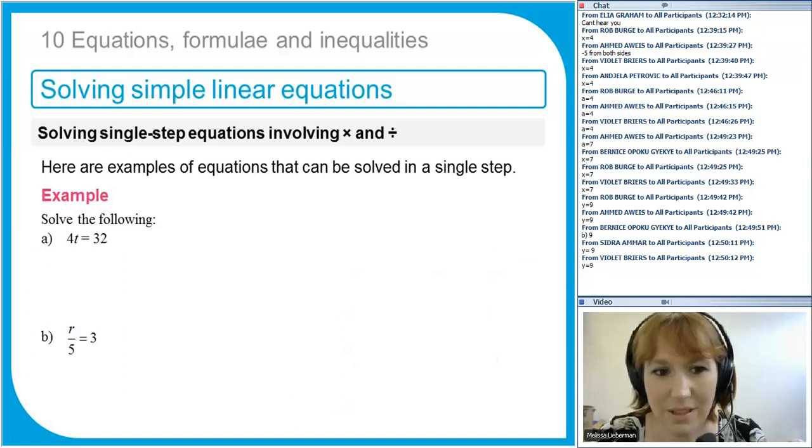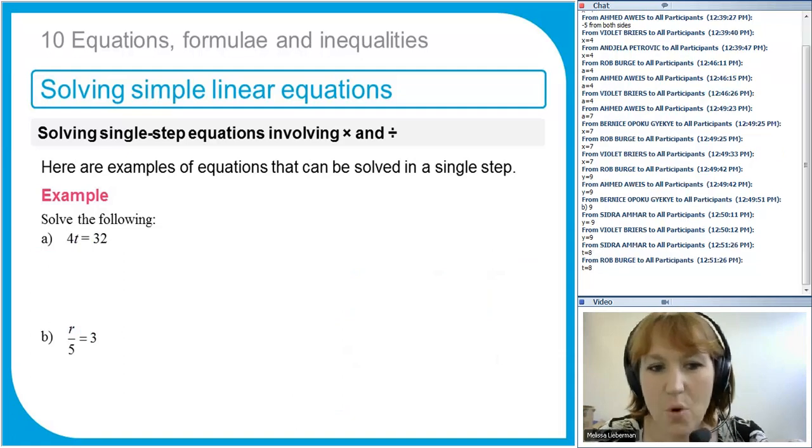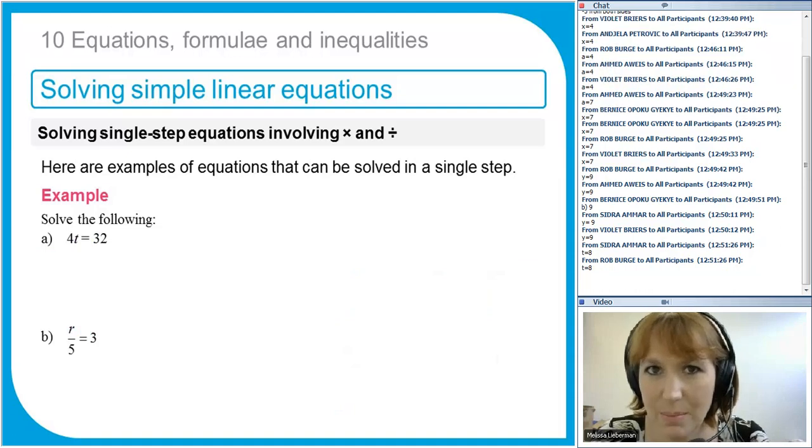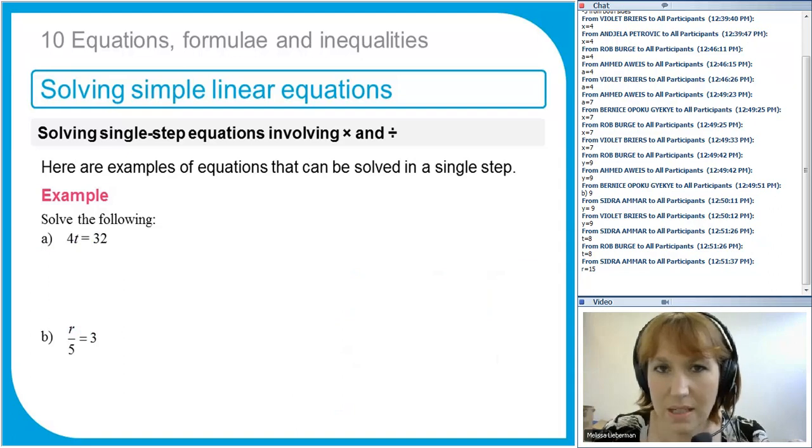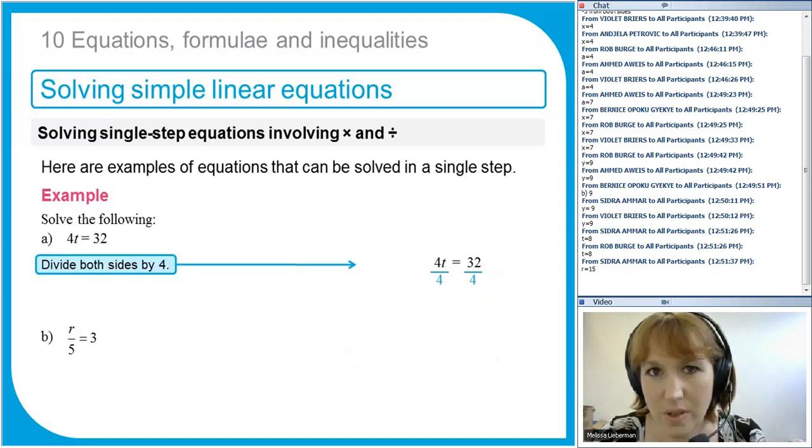Okay, let's have a think about these. So for part A, 4 multiplied by this number t is equal to 32. So to get the t on its own, I need to divide by 4. So I'm going to divide both sides by 4. If I divide the left-hand side by 4 to get the t on its own, I need to divide the right-hand side by 4 so that it's still equal. So divide both sides by 4.